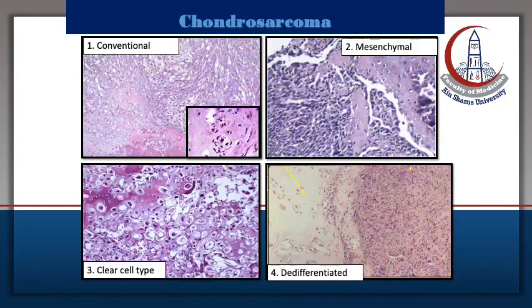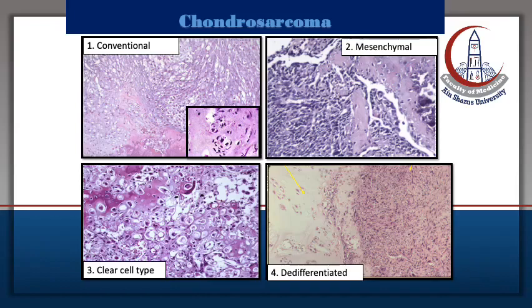Here are the subtypes for the histological appearance of chondrosarcoma, including the conventional type, formed of chondroid matrix amidst malignant chondrocytes. The second type is mesenchymal chondrosarcoma, with less differentiated mesenchymal cells.